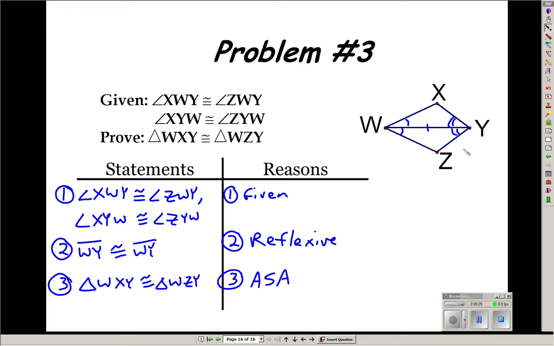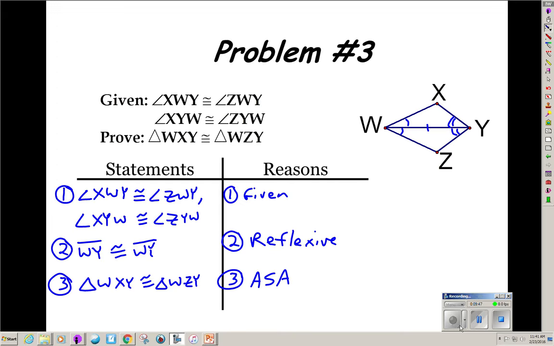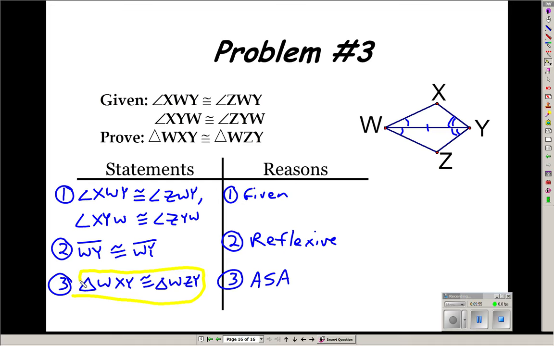Write what you're given. Is there any other information? Here we had a shared side, which is true because of the reflexive property. And then I have angle, side, angle. Two angles and the included side. Remember that every proof starts with what you're given, and the final statement is always going to be whatever it is you're trying to prove. So you're not done until you can say what you're trying to prove. And once you've said that, then the proof is complete.